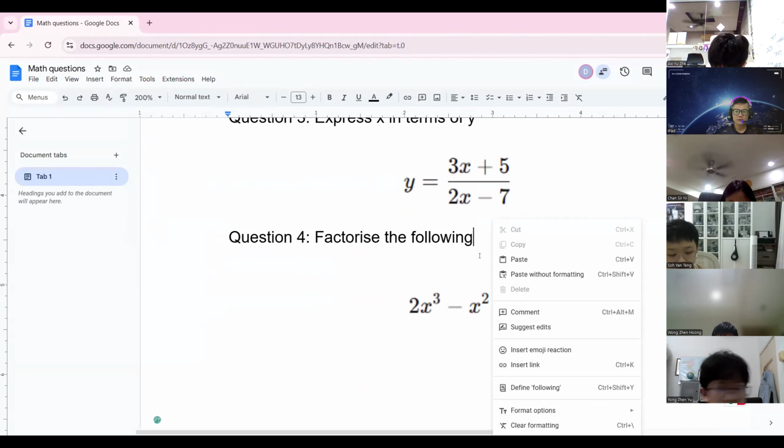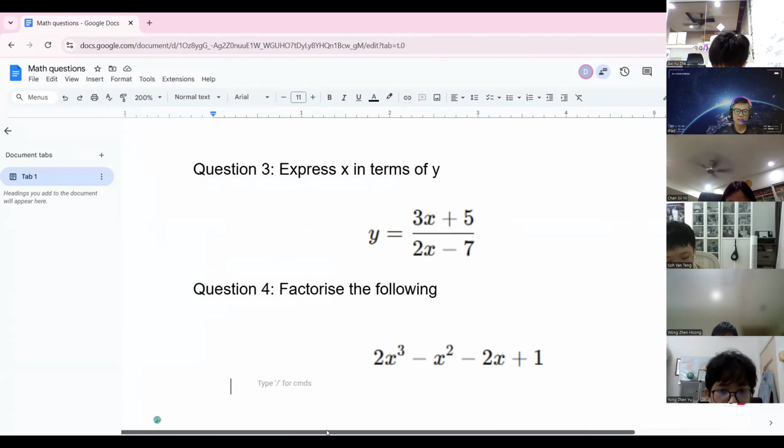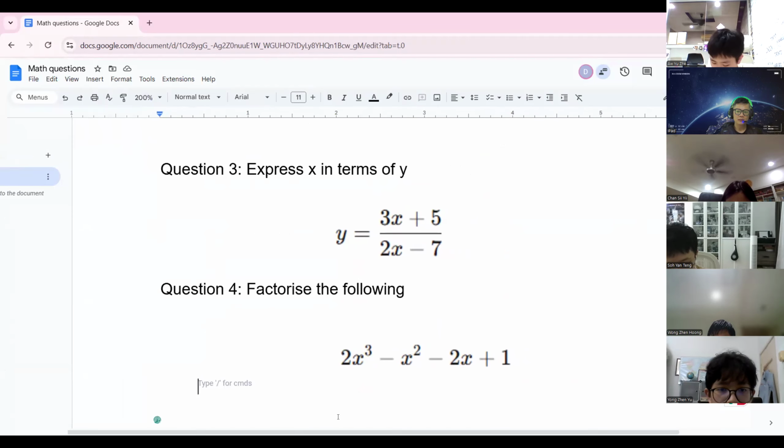Okay, so the question says express x in terms of y. So make sure x you must categorize together. So I run a 1 minute timer, then you may start.